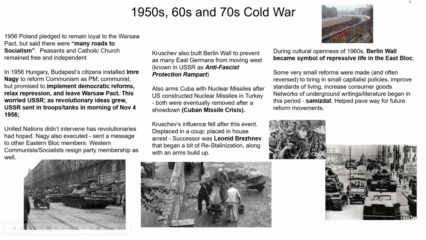In Hungary in the same year, we see the citizens of Budapest come to power and call for a reformed communist prime minister. He promised to implement democratic reforms, ease repression, and leave the Warsaw Pact. This worried the Soviet Union. So as revolution in Hungary grows to a boil, we see the Soviet Union send in troops and tanks to crush the rebellion.